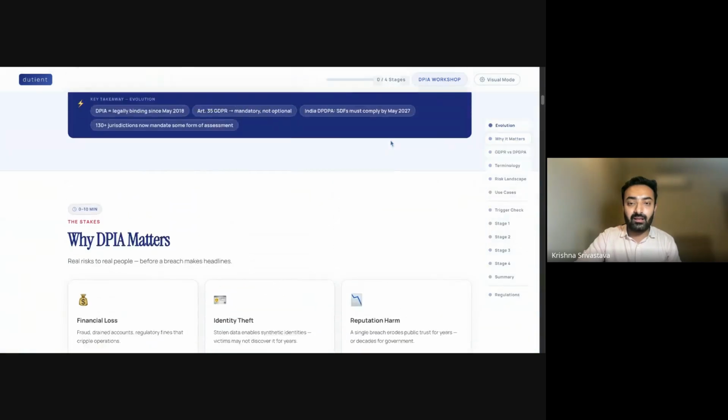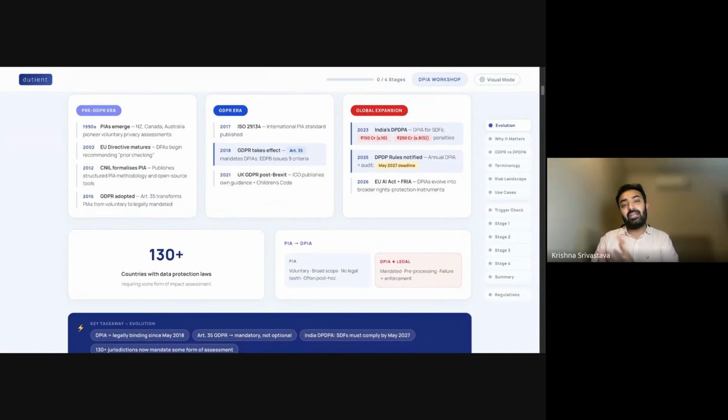Now, the evolution of DPIA, right? We noticed that PIA started emerging in New Zealand, Canada, Australia, and Australian law came up in 1988, when it was one of the first countries to talk about PIAs, privacy risk assessments, privacy impact assessments. And in 2002, we had the EU directives. The DPAs, data protection authorities, began recommending prior checking before processing personal data.